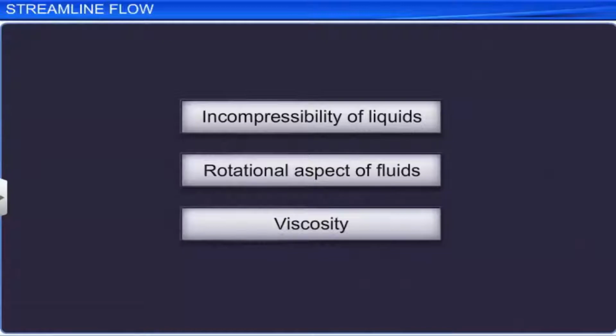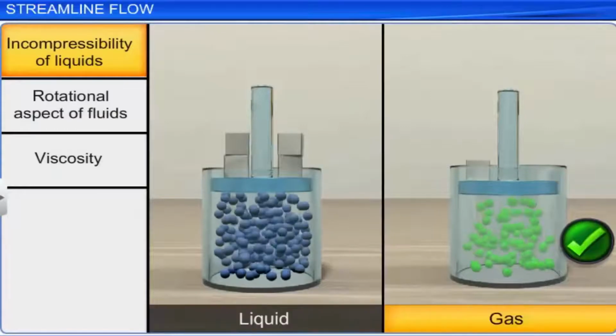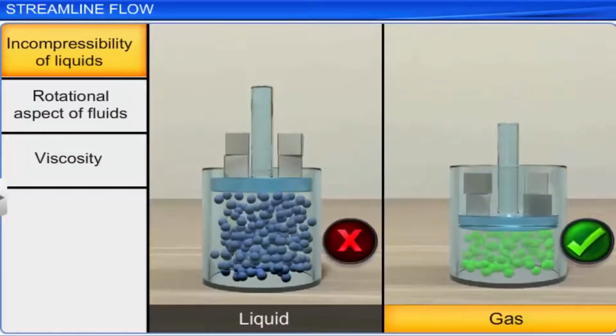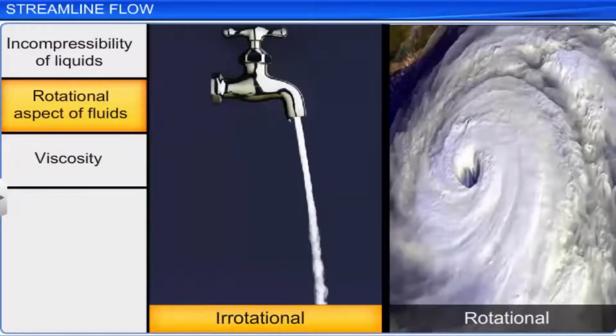Fluid dynamics can be better understood taking into consideration the following three factors studied along with the concept of tube flow. They are incompressibility of liquids, rotational aspect of fluids, and viscosity. Liquids are largely considered incompressible when compared to gases, as they don't change volume in response to pressure as gases do. When the fluid flow is along a straight line, it is called irrotational, whereas when the fluid swirls, the fluid is called rotational.